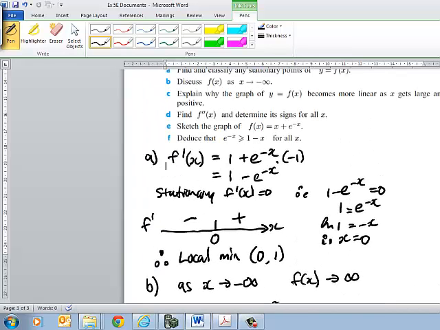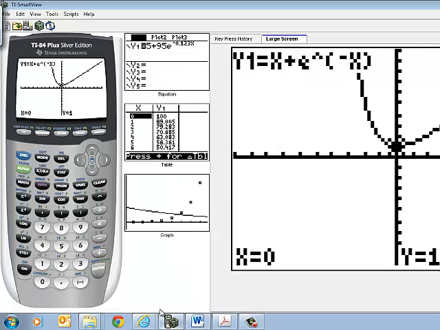Now scrolling up to the next bit, we have to sketch the graph. It's just a matter of going to your calculator and copying that. The critical point that we need to label in our graph is going to be that local min, which is at (0, 1). You need to make sure that you draw that part over there as being like a straight line, and that obviously curves off to negative infinity.